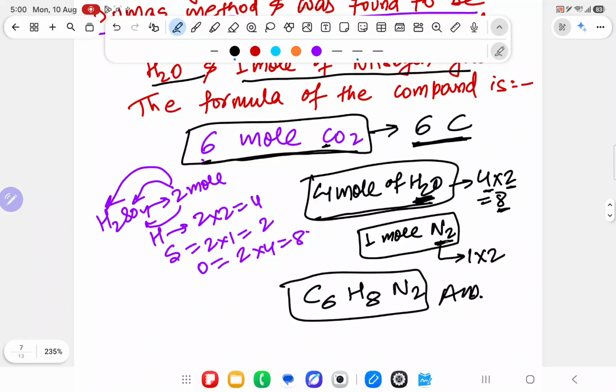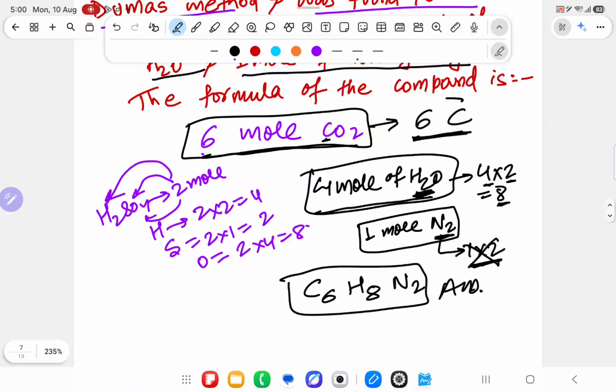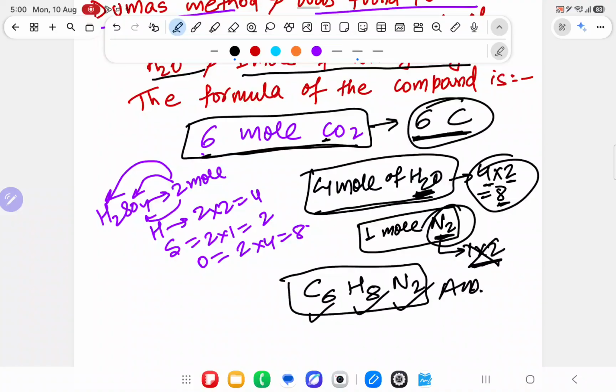1 mole of nitrogen. How many nitrogens are there? 2. So 1 into 2. 1 mole of N2 is given, 1 into 2, coming what? 2. If you don't want to do 1 into 2, just leave it also, no problem. What is the formula coming? Carbon is 6, hydrogen is 8, nitrogen is 1 and 2. So this is the formula. Either you will do 1 into 2 or directly you will write 1 mole of nitrogen is N2. And this is the molecular formula for this compound.